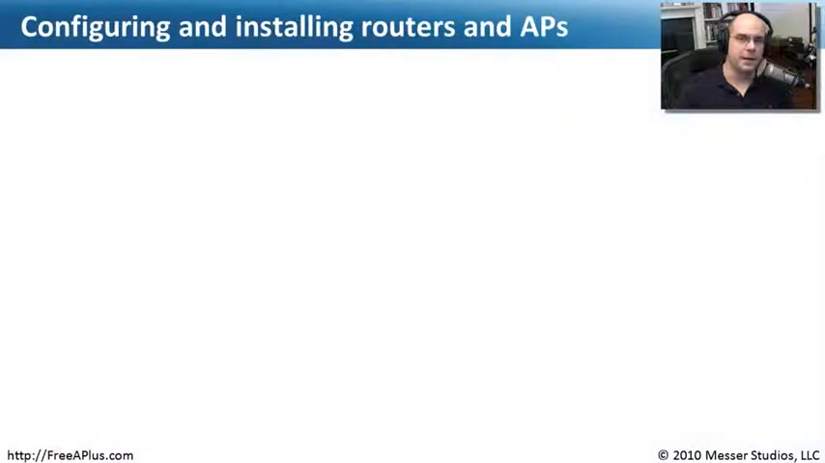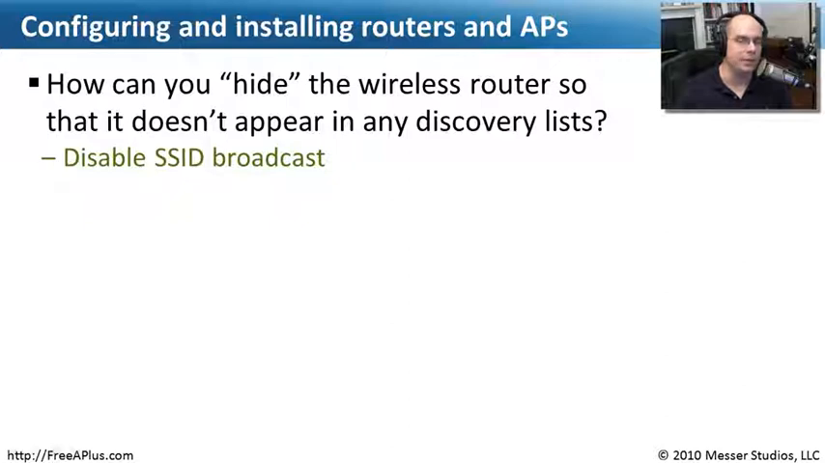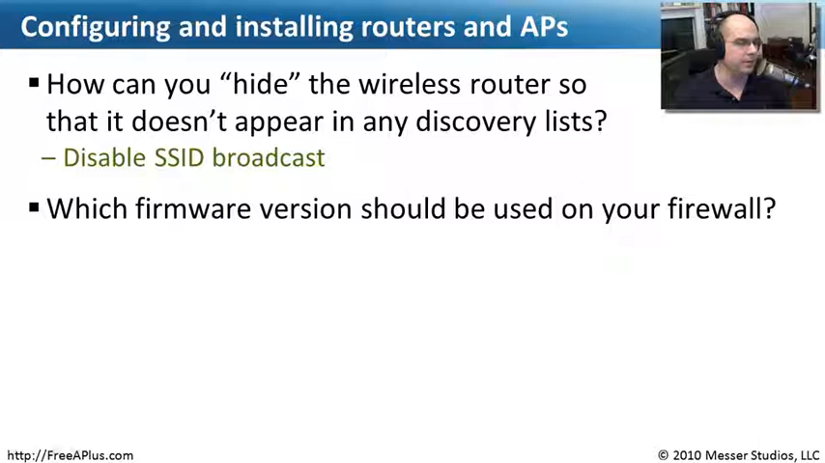Let's review some of the topics from this module on configuring and installing routers and access points. Our first question is, how can you hide the wireless router so that it does not appear on any discovery list that you could see? Well, we know that it showed up on that discovery list because we had our SSID enabled. So if we disable the SSID broadcast, then it's no longer going to show up on any of those lists.